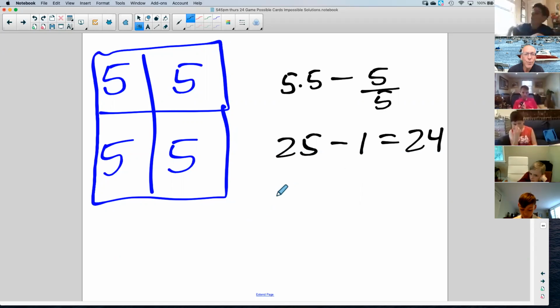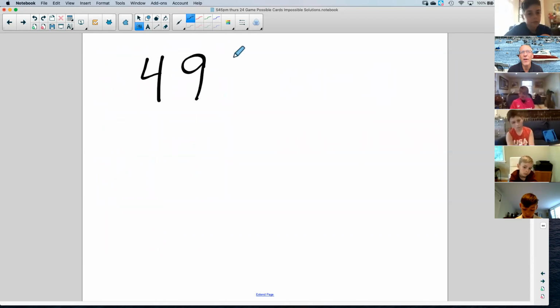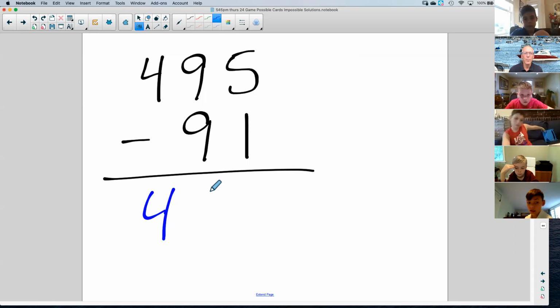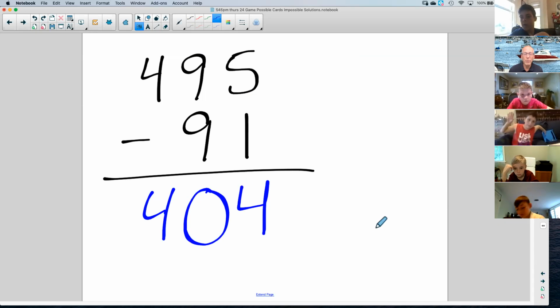Now, guys, I went through every possible iteration, and I found that there were 91 cards that didn't work. Now, if there are 495 possible cards and 91 cards that don't work, who can tell me how many cards actually do work? Haley, go for it. So how many cards actually work? 404. Everybody agree with that? Yes.